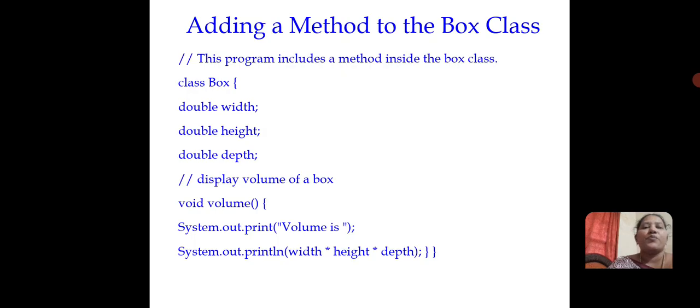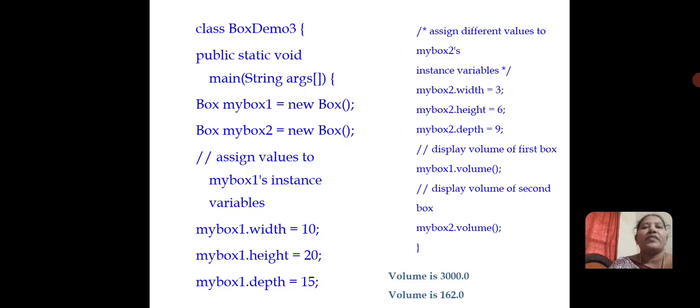The same class Box has three instance variables. Along with that, here you have the method named volume and its return type is void. That means it will not return anything, it will just perform the calculation if it is called using an object. So first you are printing "Volume is", and in the second line you are printing width into height into depth. Whatever value is passed through the main class will be reflected here. So this is how you add a method to a Box class.